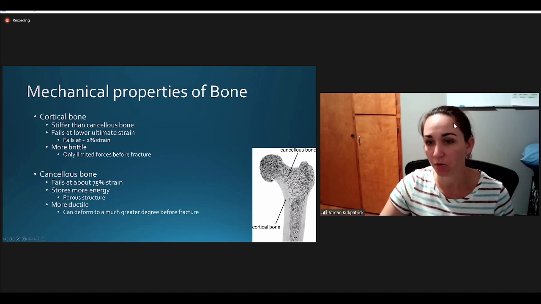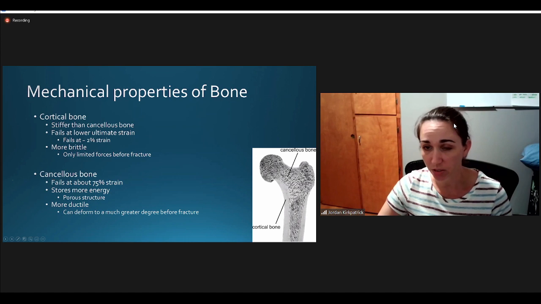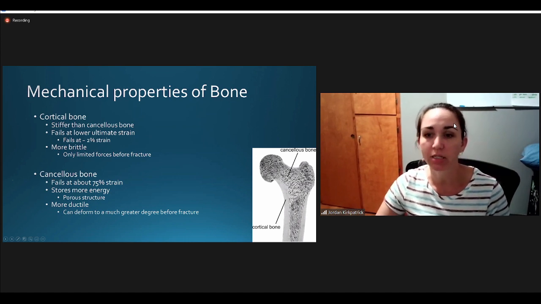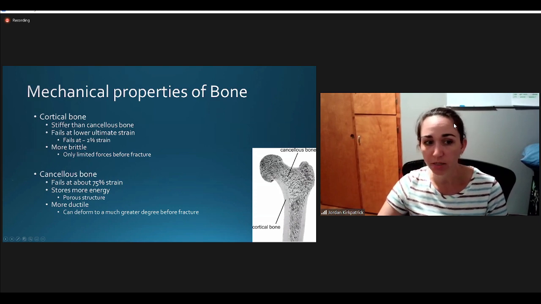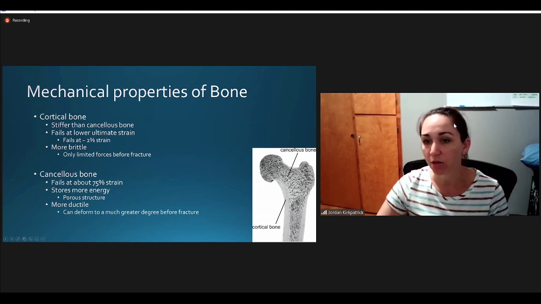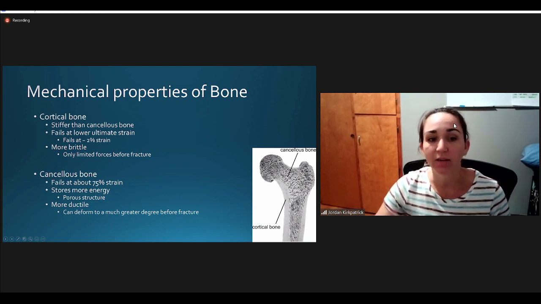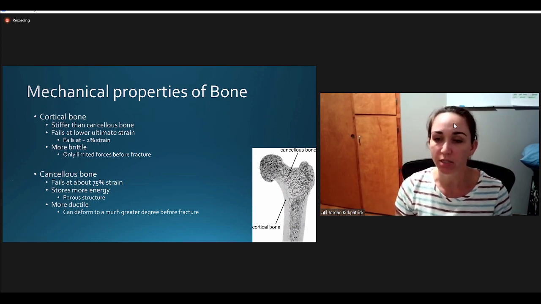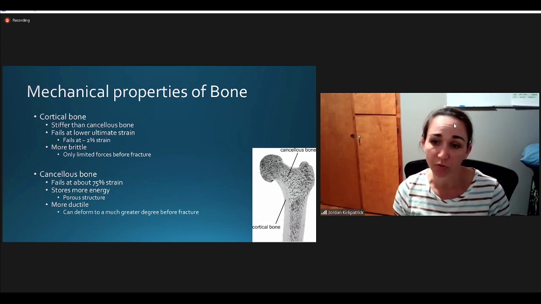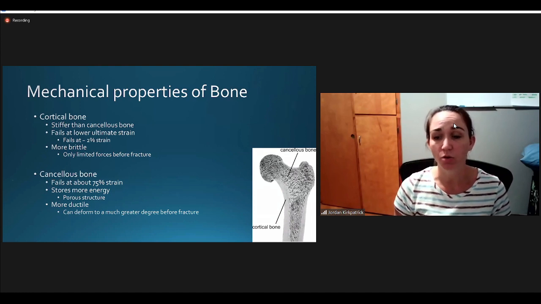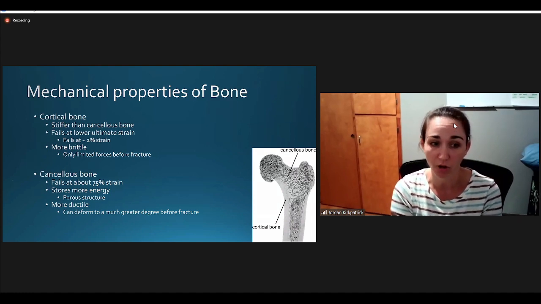Versus cancellous bone, which is also known as woven bone or lamellar bone. I don't know why it has 3 different names, but it does, and they're all basically the same thing. You can see it's much more porous, so it stores more energy, so you can have more catastrophic fractures in these areas. But they fail at a higher strain because, since they're porous and less stiff, they have the ability to change easier than the cortical bone. So they can handle higher forces before they fracture, but because they store more energy, those fractures can be more catastrophic.